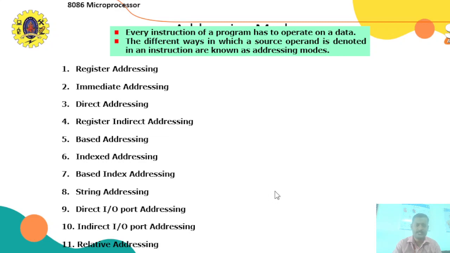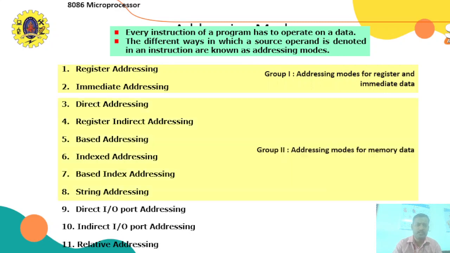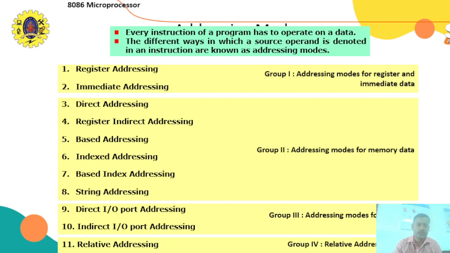We can group these. Look at group 1. This is the addressing modes for register and immediate data. Look at group 2. This is the addressing modes for memory data, the way of accessing data in memory directly, indirectly or indexed. And the third one, group 3, addressing modes for IO ports: direct IO port and indirect IO port addressing. Group 4 is relative addressing mode. Group 5 is implied addressing modes.